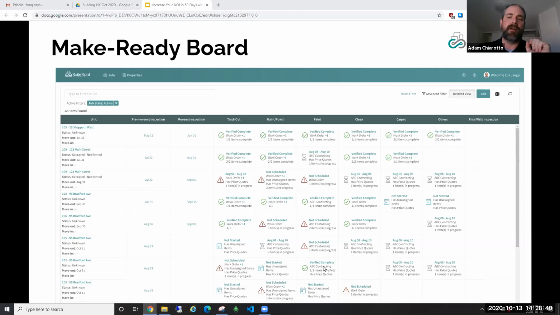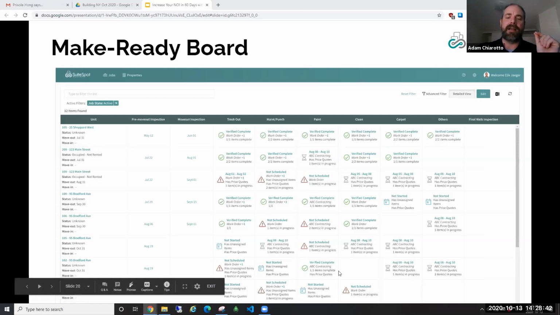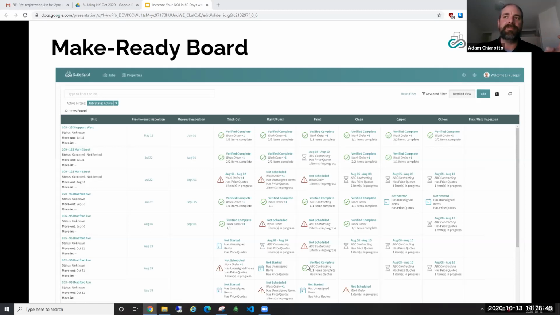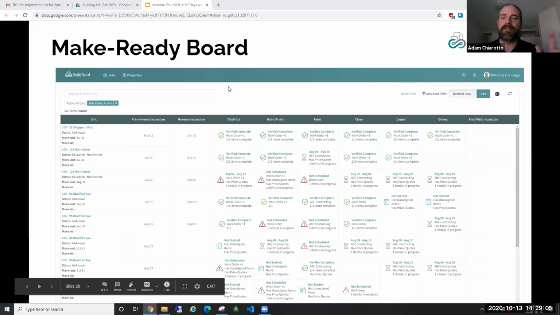I mark that complete on my mobile app and it automatically updates in real time on the Make Ready board. So anytime anybody's looking at this Make Ready board, they're going to have the most up-to-date information as to the status of each unit turnover happening at every property. So if you're a regional manager or a maintenance manager or maintenance director, and you want to see how things are progressing, you just pull up your Make Ready board, and you're going to be able to see all those details.